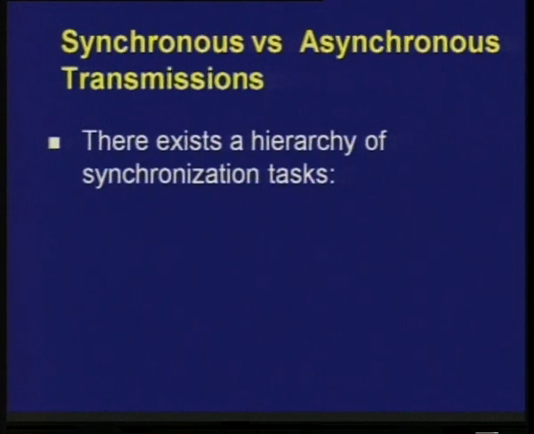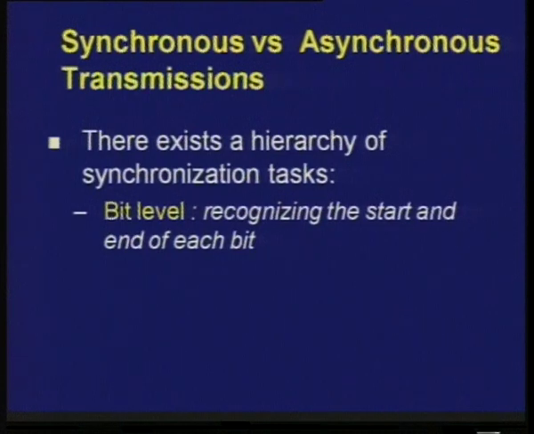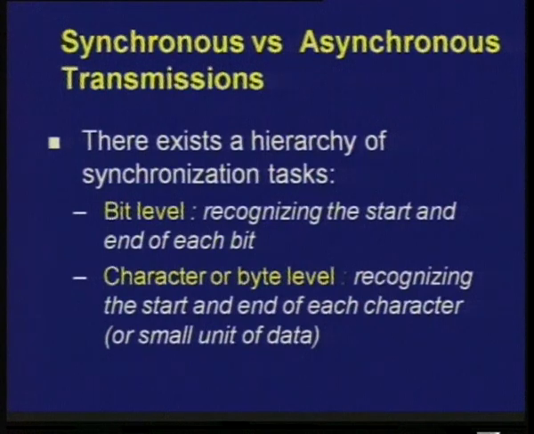Normally, with respect to synchronization, there exists a hierarchy of tasks that need to be done. That is, synchronization needs to be done at various levels. First is of course at the bit level. What we mean by this is you need to recognize the start and end of each bit. This is an important task, and typically it gets done at the physical layer. Next is character or byte level synchronization, which means you need to recognize the start and end of each character, or you can look at a character as a small unit of data at a byte level. So you need to be able to recognize that you have received a byte. This is what we refer to as character or byte level synchronization.